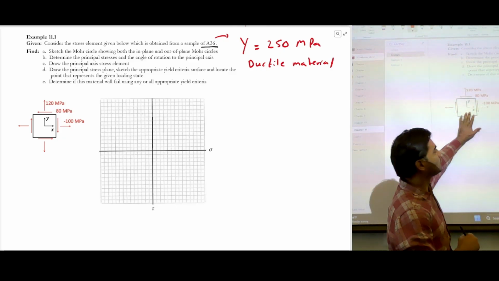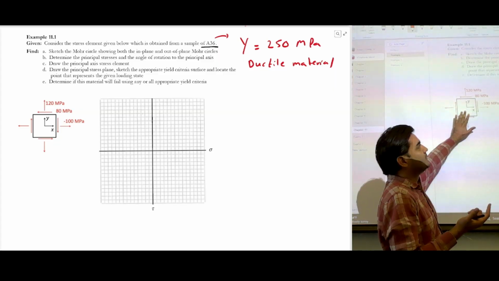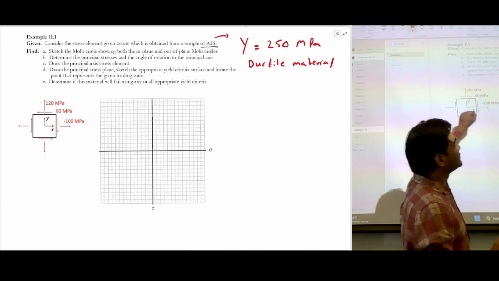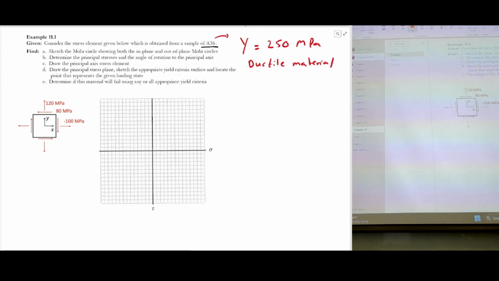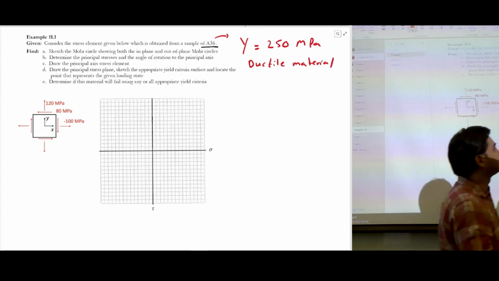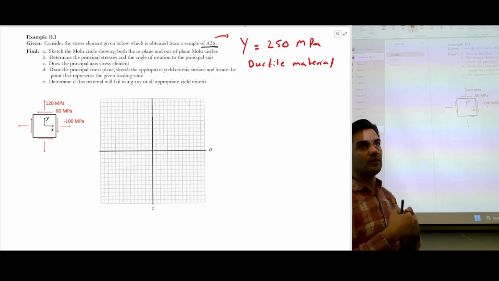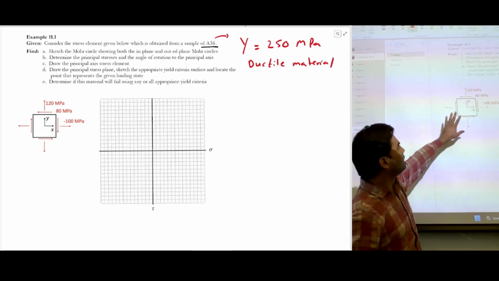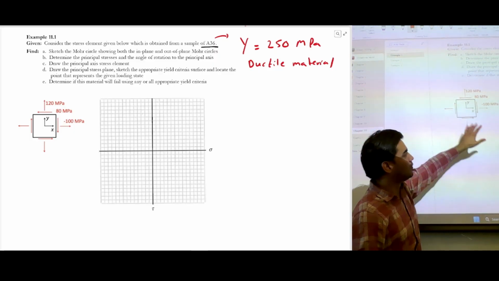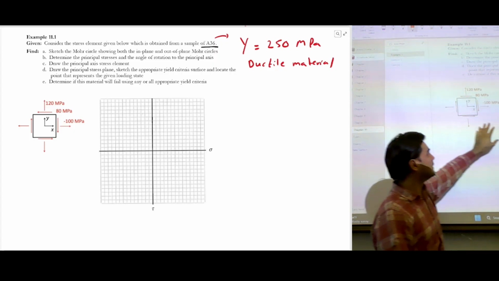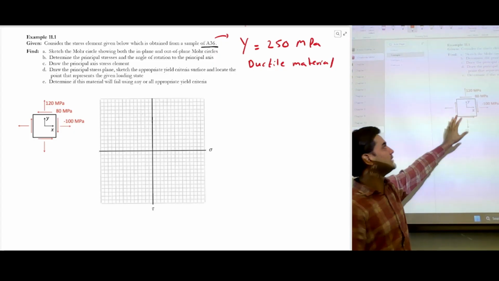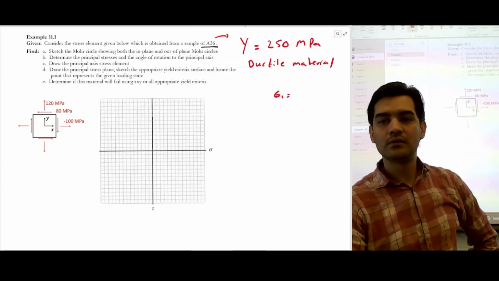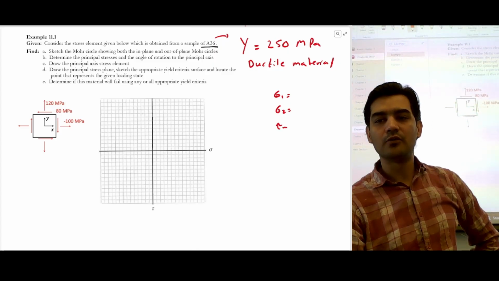But in this loading condition, we will not see yielding happening at 250 megapascal. We will see yielding happening at some other stress, and this is what we have to calculate, and this is why we're using different failure theories. So we have the stress element. We're going to draw Mohr circle. We can also use transformation equations. We will try to calculate stress 1, stress 2, tau max.